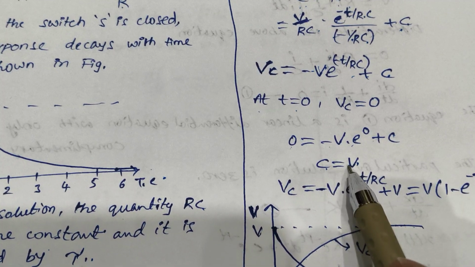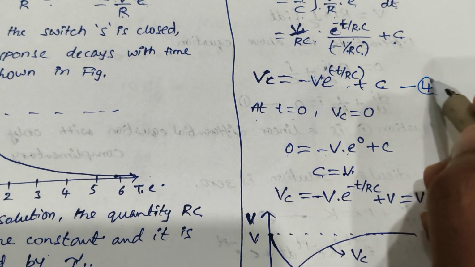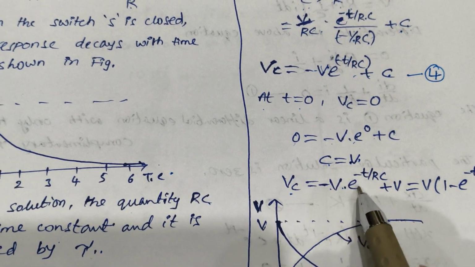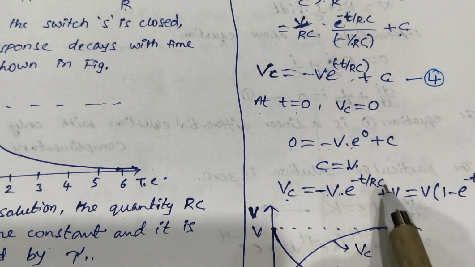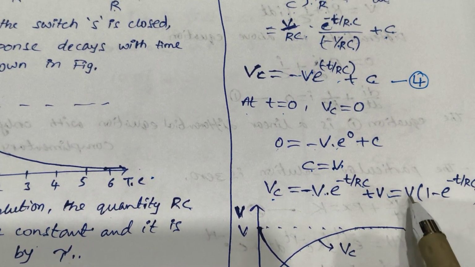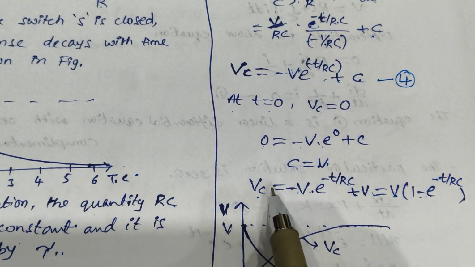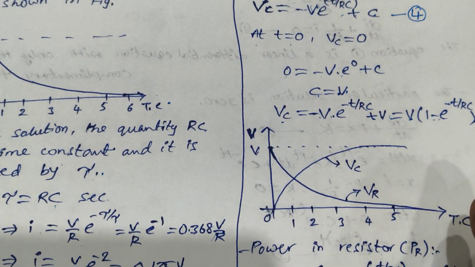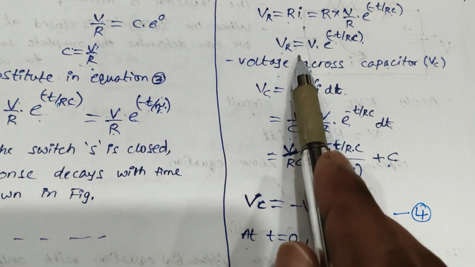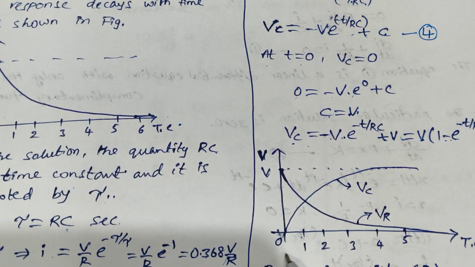By substituting C is equal to V in this equation, let us assume this as the fourth equation. In the fourth equation, you will get Vc is equal to minus V into e power minus t by RC plus V. If I take V common, V of 1 minus e power minus t by RC is nothing but the voltage across capacitance. As we know the voltage across resistance equation and voltage across capacitance equation, I can draw those waveforms also.